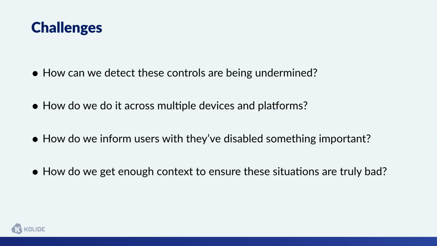How do we get enough context to ensure these situations are even bad? Sometimes, like I said, temporarily disabled, that's sometimes okay. If I'm a developer, I need to disable the firewall for 5 seconds to actually test something and I put it back on. Was that really a security risk? How do I get the context to what the user was actually doing to understand in situ what's actually happening, where I can make a determination whether or not we actually have a problem here.